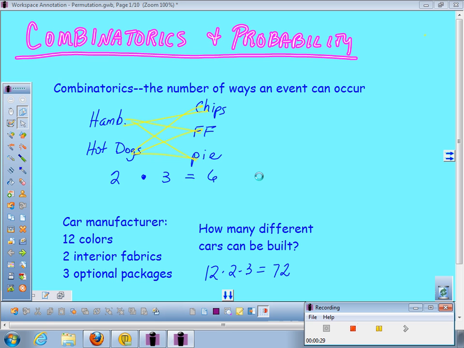So in this first one, we very quickly went, oh, the new food stand across the street in the park is going to serve meal deals with hamburgers and hot dogs, and then you get one side. You can have chips, french fries, or pie. As you can see, we drew the lines to connect and discovered there would be six different meals, which means we simply took two choices times three choices, which made six ways.